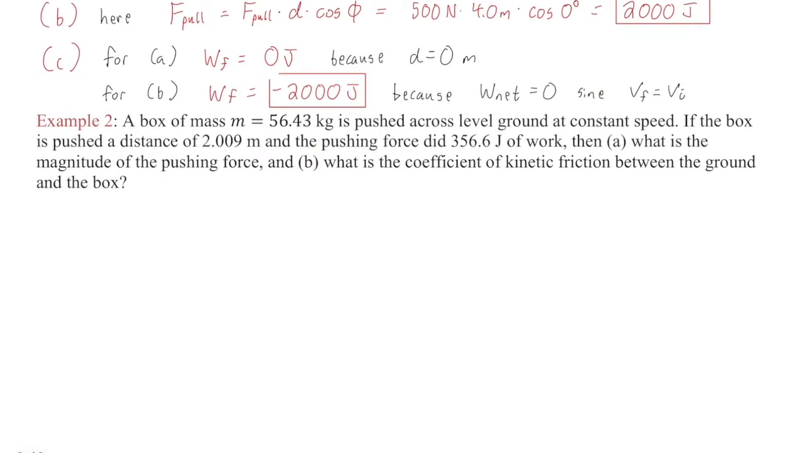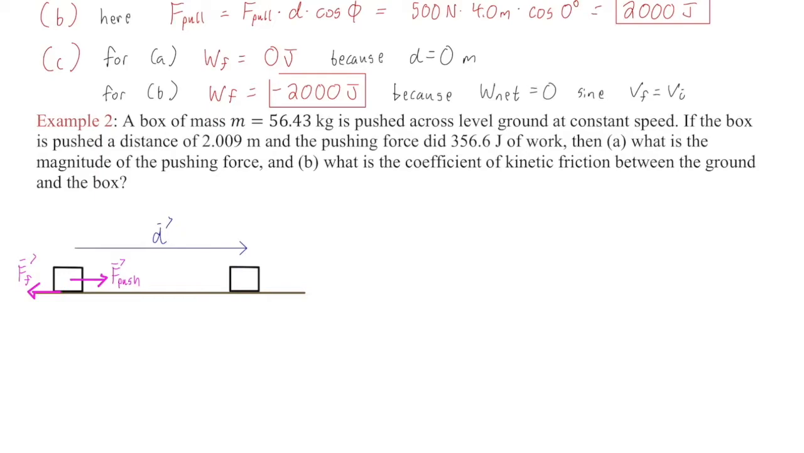Example 2. We've got a box. We're given its mass. Again, constant speed, so 0 acceleration. That's why it's a type 1 problem. If the box is pushed a distance of 2.009 meters, very accurate measurement here, and the pushing force does 356.6 joules of work, then A, what is the magnitude of the pushing force? So here instead of solving for work, we're given work, and we're going to solve for F. And then in part B, what is the coefficient of kinetic friction between the ground and the box?